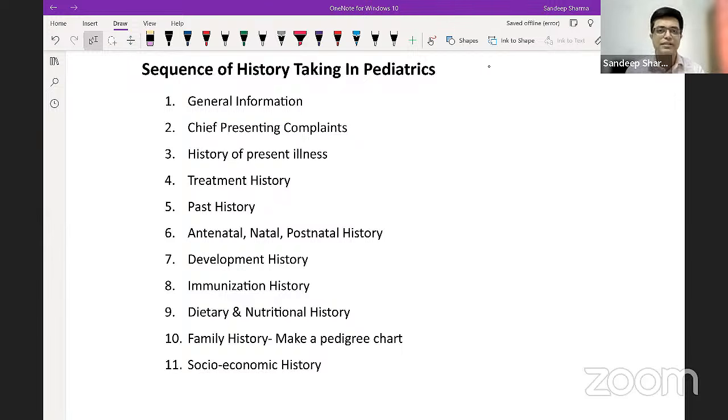So it is history and examination that decides your pass or fail in the practicals. Now there are short cases and long cases, types of cases; details I will be coming to later. So what is the sequence of history taking in pediatrics? There should be general information. Then we ask about chief complaints. This is how we present the case also.